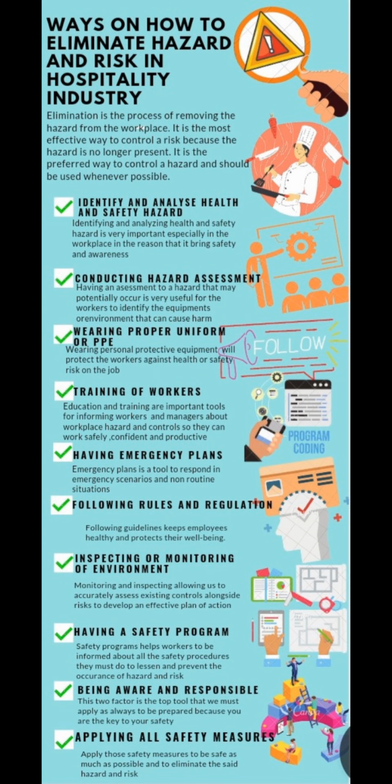Having a safety program. A safety program helps workers to be informed about all the safety procedures they must do to lessen and prevent the occurrence of hazard and risk. The main goal of a safety and health program is to prevent workplace injuries, illness, and deaths, as well as the suffering and financial hardship these events can cause for workers, their families, and employers.